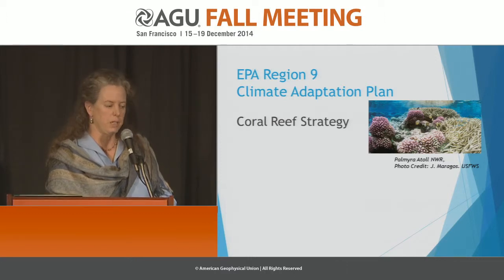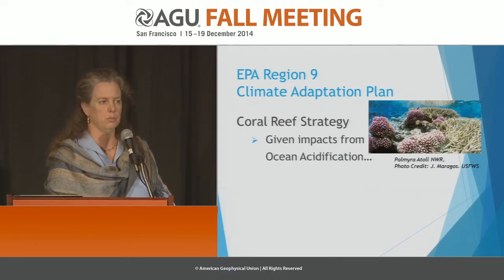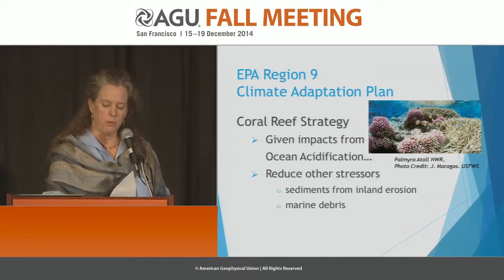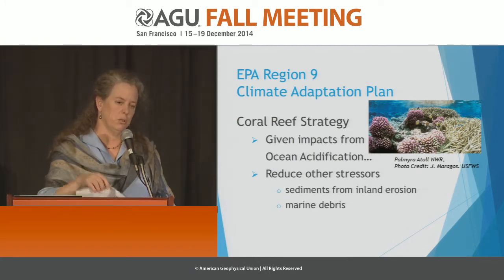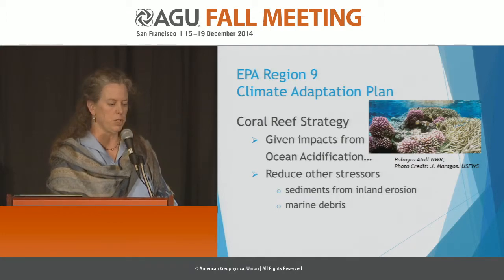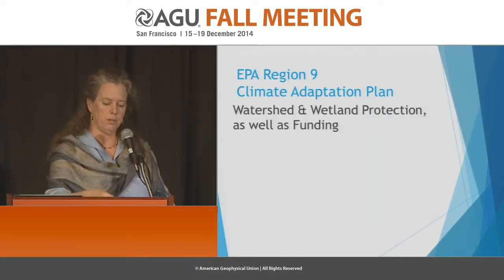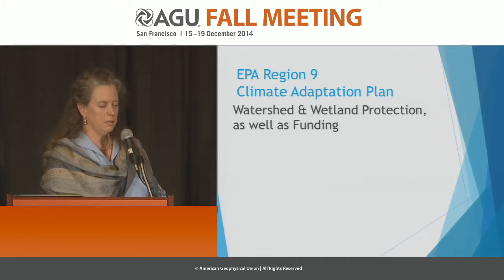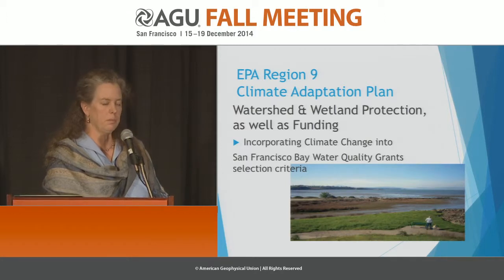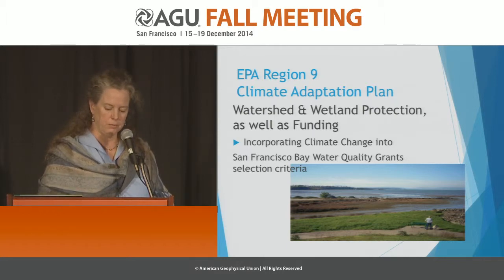We also have a coral reef strategy, and we look at impacts on the corals from ocean acidification, from ocean warming, as many of you know. And with that, what we're trying to do is reduce the other stressors to the corals. So land-based pollution, for example, erosion in Hawaii that gets to the corals. Marine debris is also an issue that EPA is involved with many other federal agencies. And another thing, we work quite a bit with watersheds, with wetlands, and this coupled with funding. One example is we have grant funds for the San Francisco Bay Water Quality Improvement Fund, and climate change is now incorporated as one of the criteria in the competitive selection of these grants.